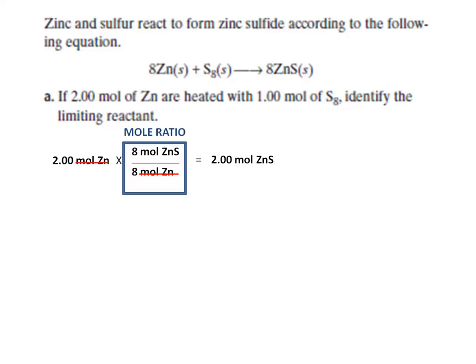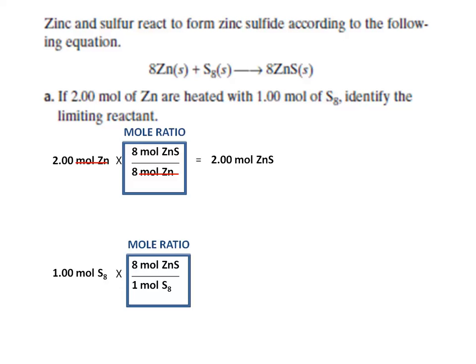The 8 to 8 reduces to 1 to 1, or you could just multiply across the top and divide by the bottom, which would be 16 divided by 8. The other one was 1 mole of sulfur, the mole ratio, and the answer is 8 moles of zinc sulfide. So if we look at this, the one that has the least is the zinc. It only has 2 moles produced, so that's our limiting reactant. And sulfur is our excess reactant because it produces more than we need.